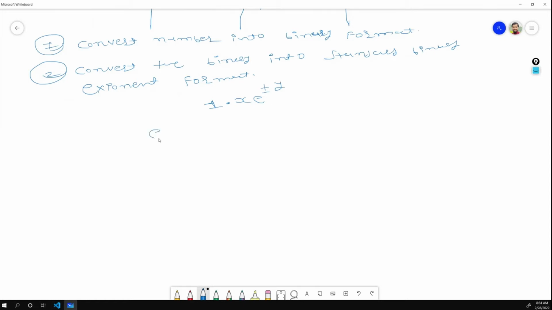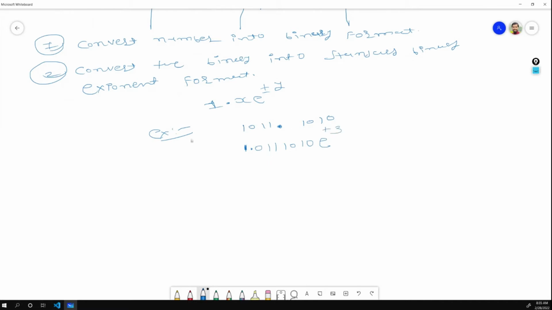Similarly, for example, my binary is 1011.1010. Suppose any number is a float or real number, and this is my binary, 1011.1010. I have to convert it into the standard binary exponent format, that means 1.x e raised to plus or minus y. So I have to convert it to 1 point, and the point is shifted 3 places, so the digits become 0111010. Since it shifted 3 times, I write e raised to plus 3.